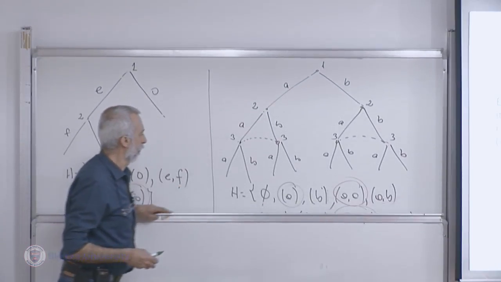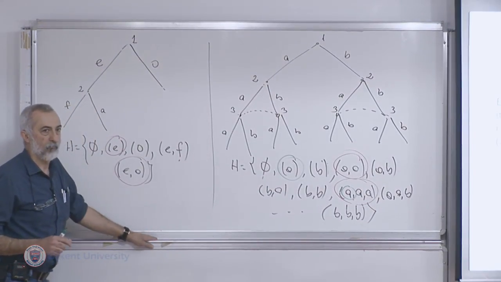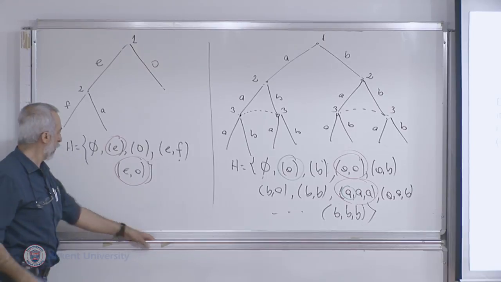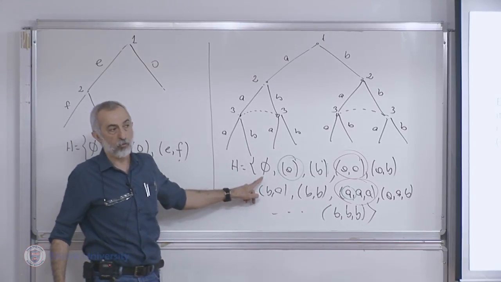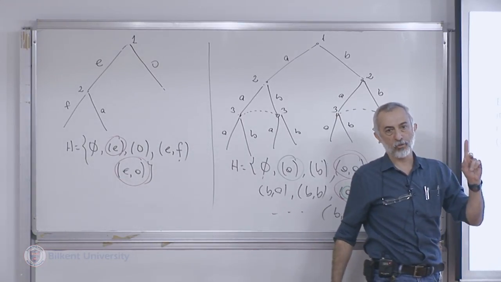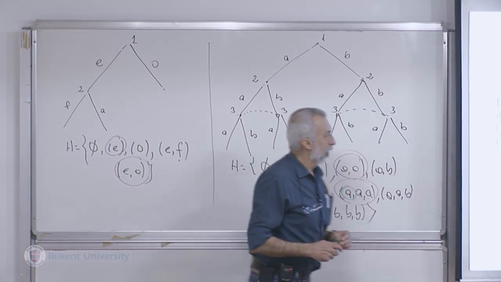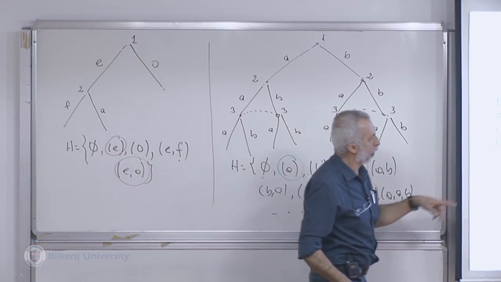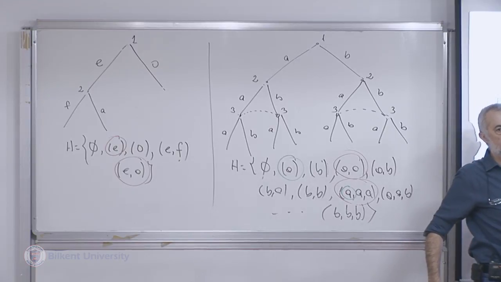So there are three different types of histories. One is the empty history, which denotes the beginning of the game. There can be only one such history. And then there is a set of histories called terminal histories.